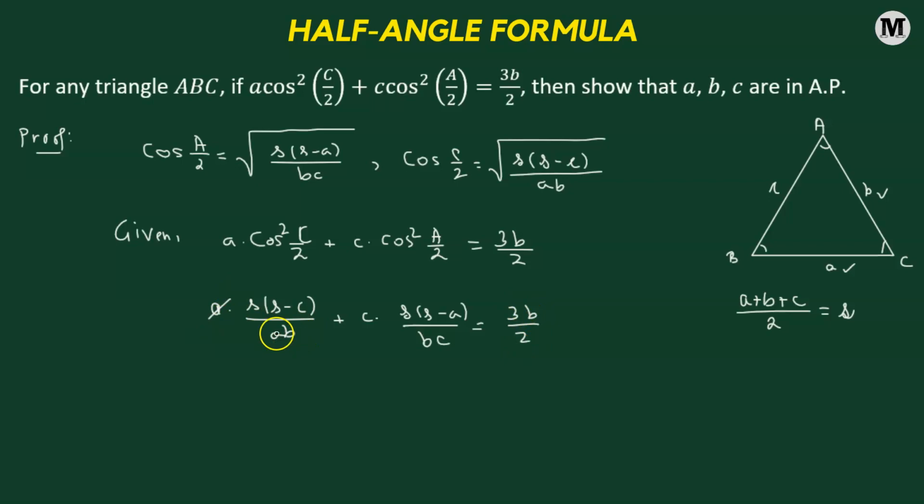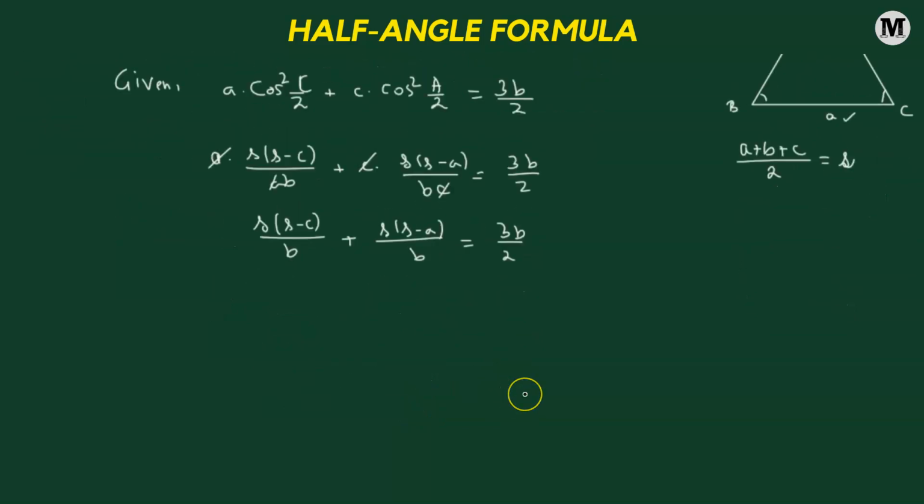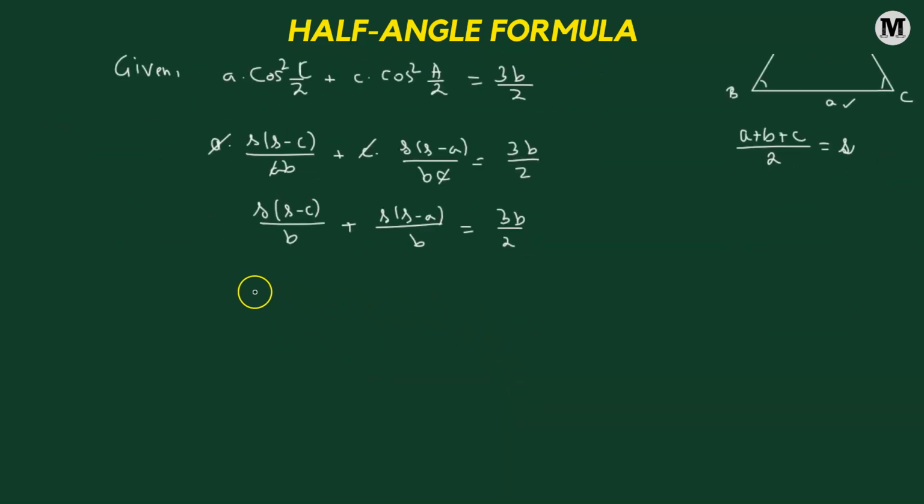So here we can factor out some common terms from the numerator and the denominator. That's going to leave us with s multiplied by s minus c divided by b, added to s multiplied by s minus a divided by b, which equals 3b over 2. Okay, now we're going to further simplify. Let's take s over b as the common factor and combine the two terms on the left hand side to get s minus c added to s minus a. This will be equal to 3b over 2.